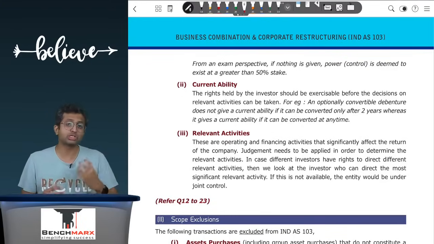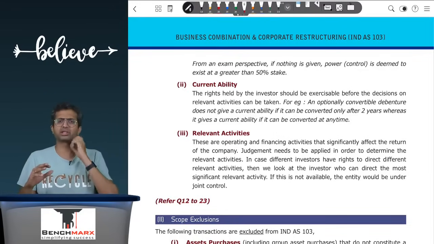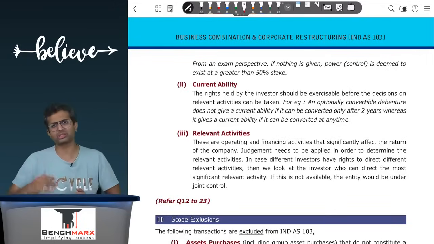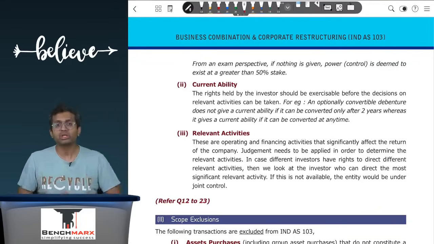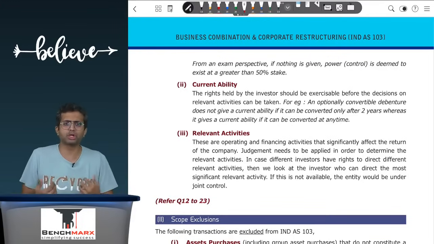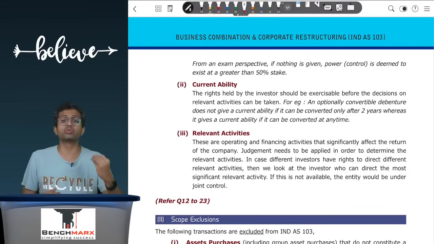The relevant activities over here are those activities which most significantly affect the return. Like for example, if there are two partners in your CA firm, and this is not a company, but let us say one of them is managing audit, tax and all of these revenue generating operations, and another partner is just managing the day-to-day administrative affairs, in which case the partner who is managing, let's say, audit, tax, consulting is considered to be the controlling partner because he is controlling the activities which most significantly affect the return.